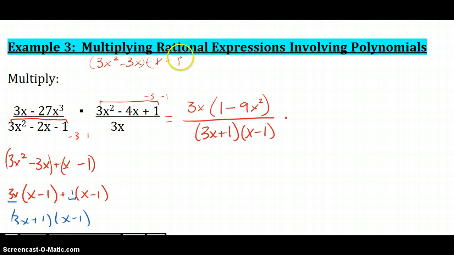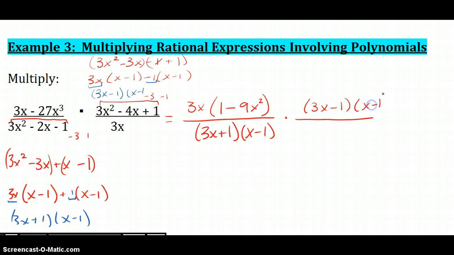Group the first 2 and the last 2. Pull out what's in common. So we have x minus 1. Here we want to pull out the negative, so it becomes x minus 1. And the 2 factors are what you pulled out, which now is 3x minus 1 and x minus 1. So that goes on top over here.